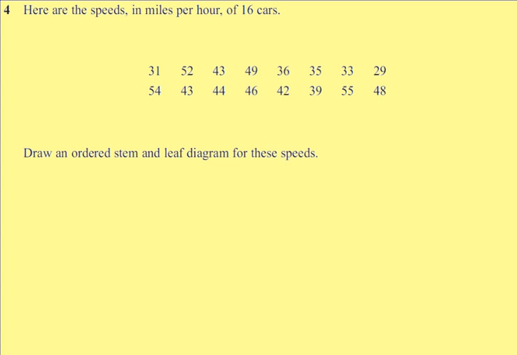Question 4 is on stem and leaf diagrams. I need to draw an ordered stem and leaf diagram. So the first thing I'm going to do is to put these numbers into order, starting with the smallest, 29, 31, and actually as I go through I'm going to strike these numbers off. Now let's finish this by magic.